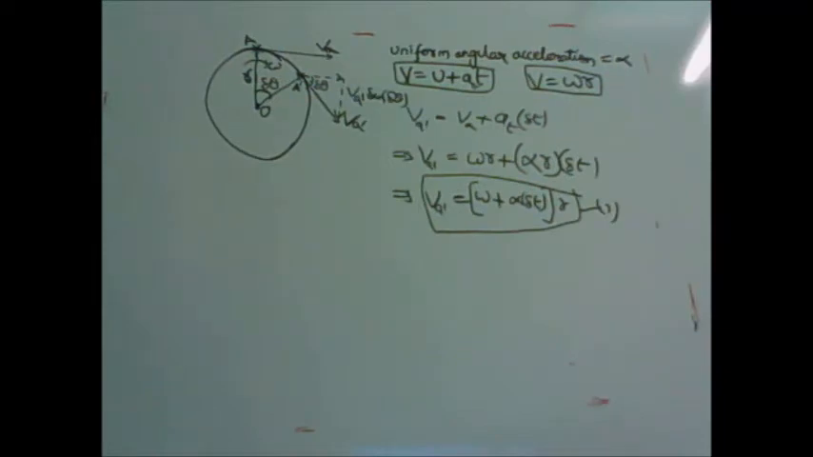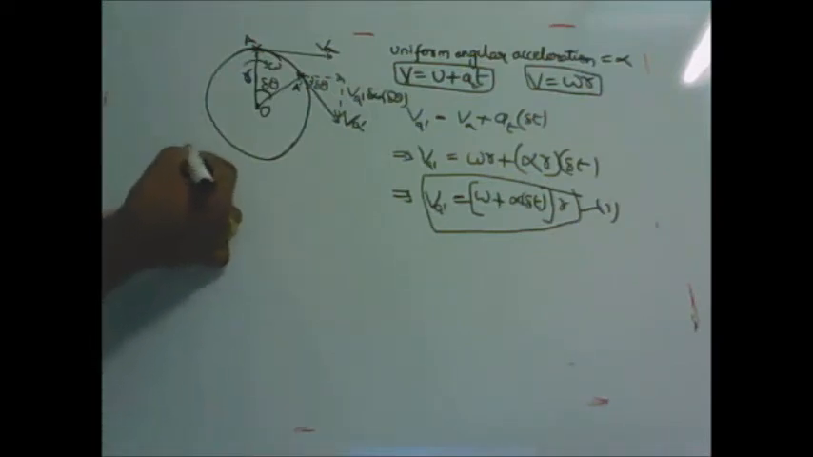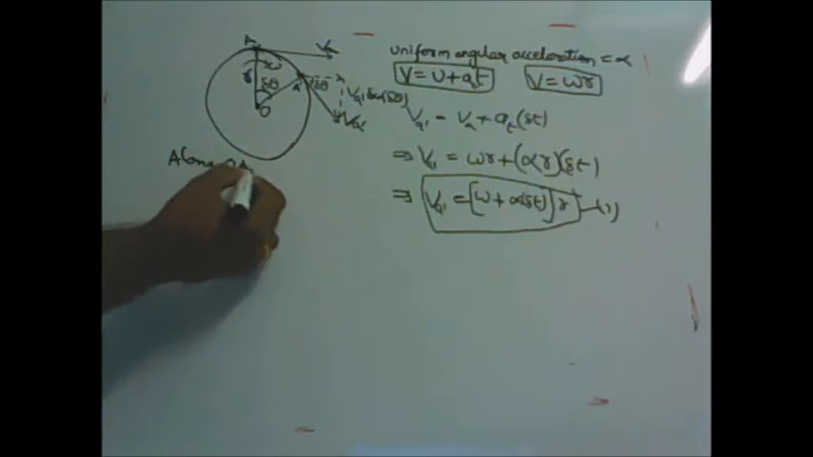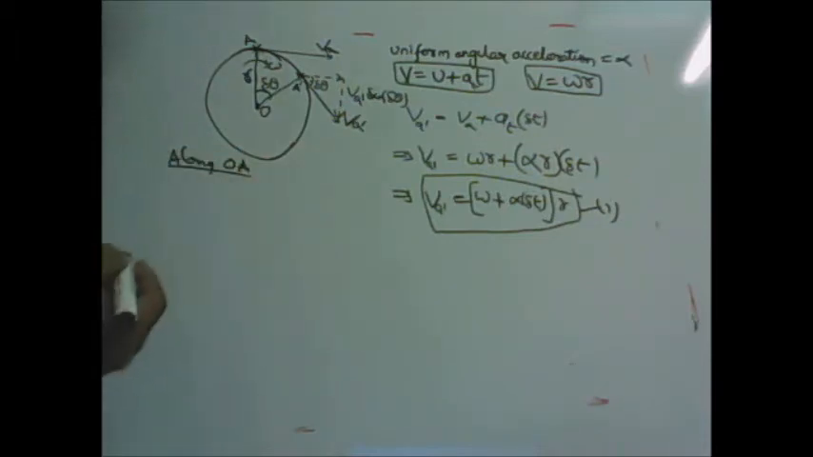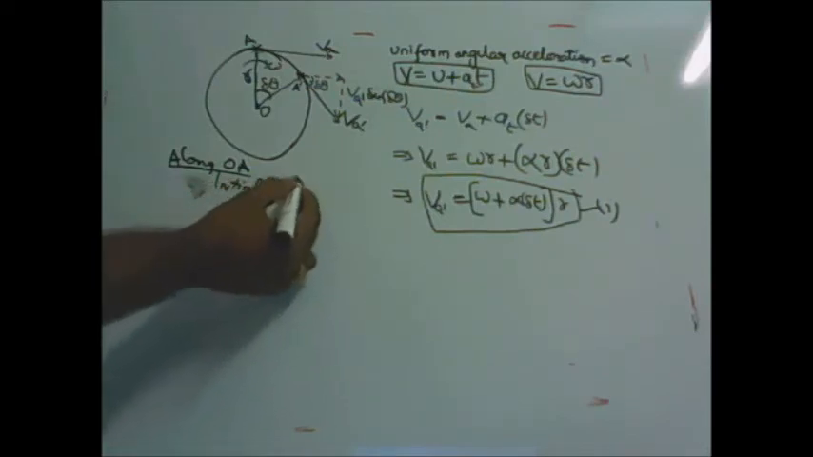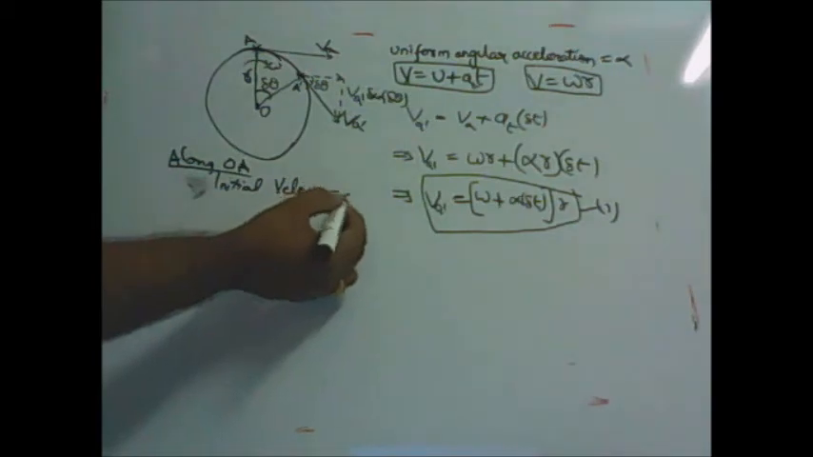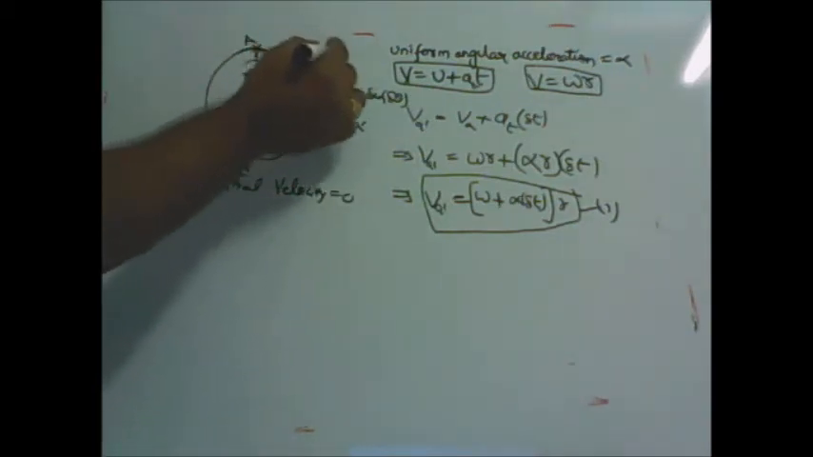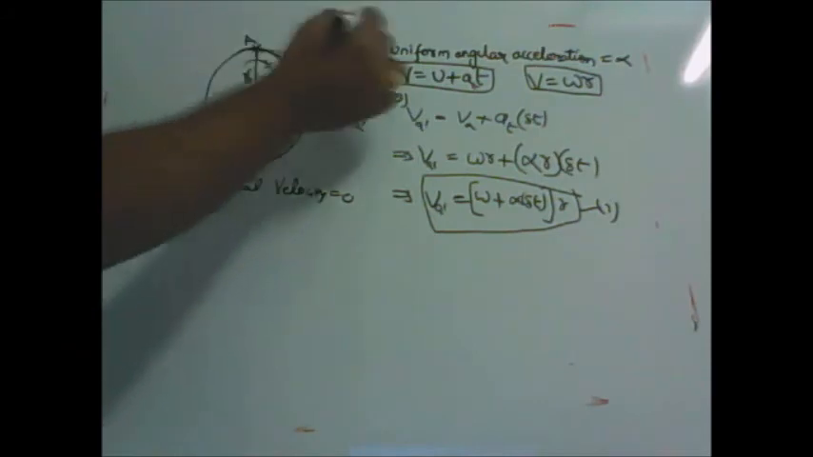Now for centripetal acceleration, as we require components along OA, we will consider all velocities along OA and we will find change of velocity and then acceleration, centripetal acceleration. So along OA, initial velocity is 0, because the only velocity component existing is VA, which is tangential, which is perpendicular.